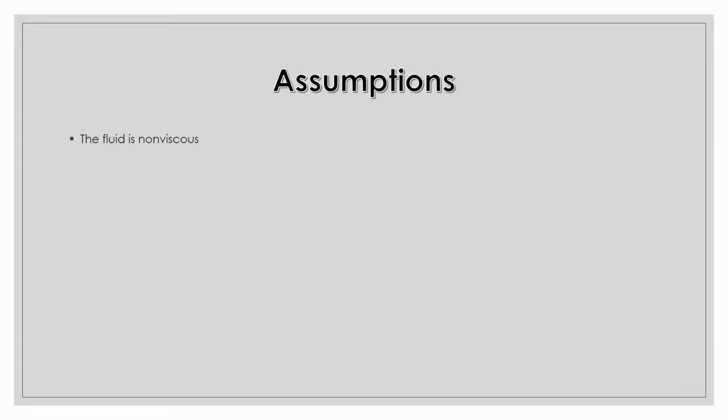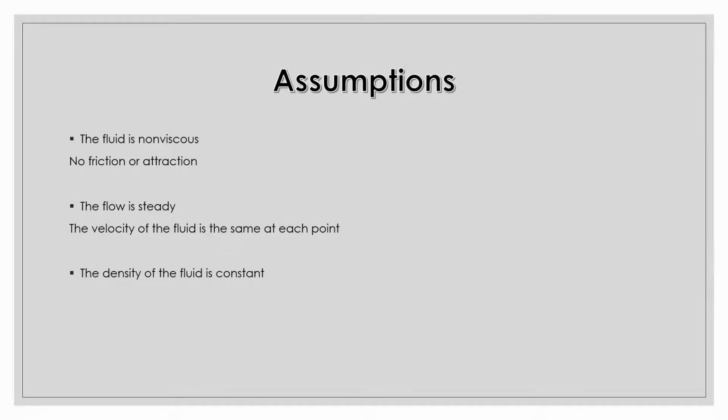The first assumption is that the fluid is non-viscous. In other words, there is no friction between the fluid and the surroundings, or attraction between the molecules of the fluid. The second assumption is that the flow is steady, which means that the velocity of the fluid is the same at each point. The third assumption is that the density of the fluid is constant.